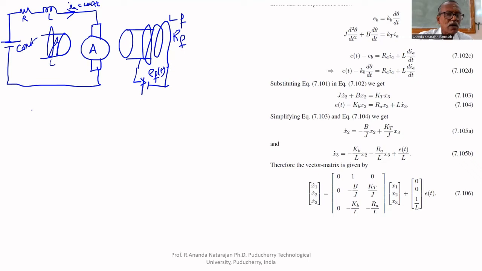So the equations are, the electrical equation is E_F of t equal to L_F dI_F by dt plus R_F I_F. The current through this is I_F, the field current. It is controlled by the field.